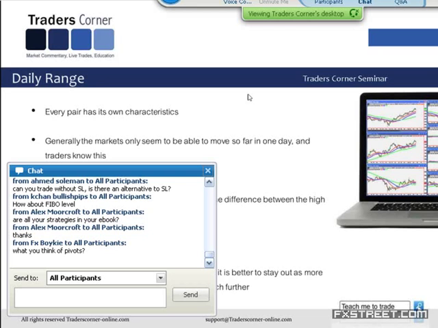What do I think of the pivot points? I like them, Boyki. I like them. They're a good filter. I like them for my day trading. I don't use them for my longer term trading at all, but for the day trading, I do like them.